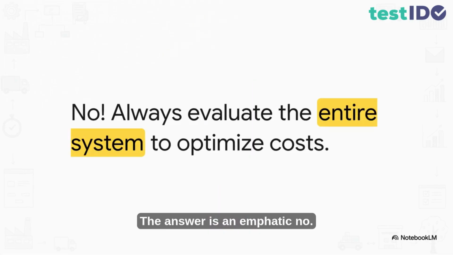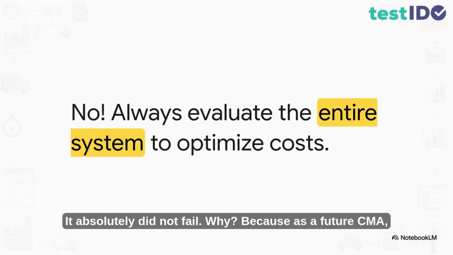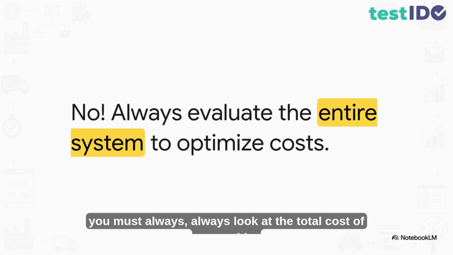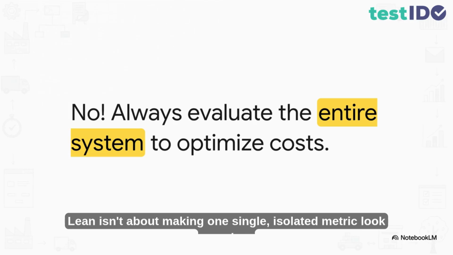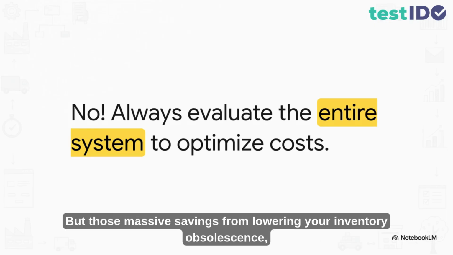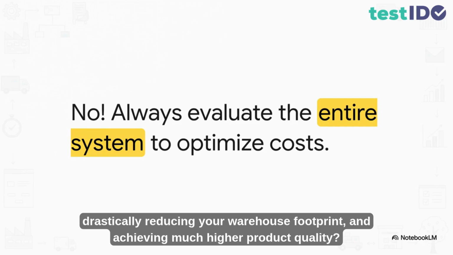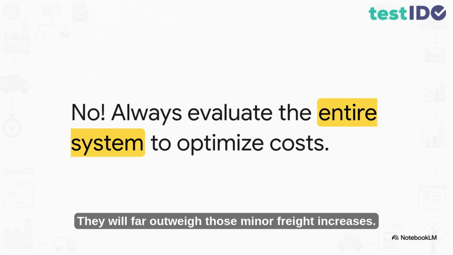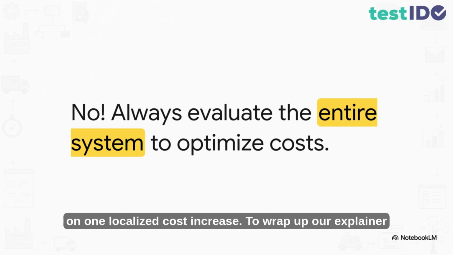The answer is an emphatic no. It absolutely did not fail. Why? Because as a future CMA, you must always look at the total cost of ownership. Lean isn't about making one single isolated metric look amazing. It is about optimizing the entire system. So yes, freight costs might go up slightly, but those massive savings from lowering your inventory obsolescence, drastically reducing your warehouse footprint, and achieving much higher product quality will far outweigh those minor freight increases. You have to evaluate the holistic financial picture here. Whatever you do, do not fall for the trap of focusing on one localized cost increase.